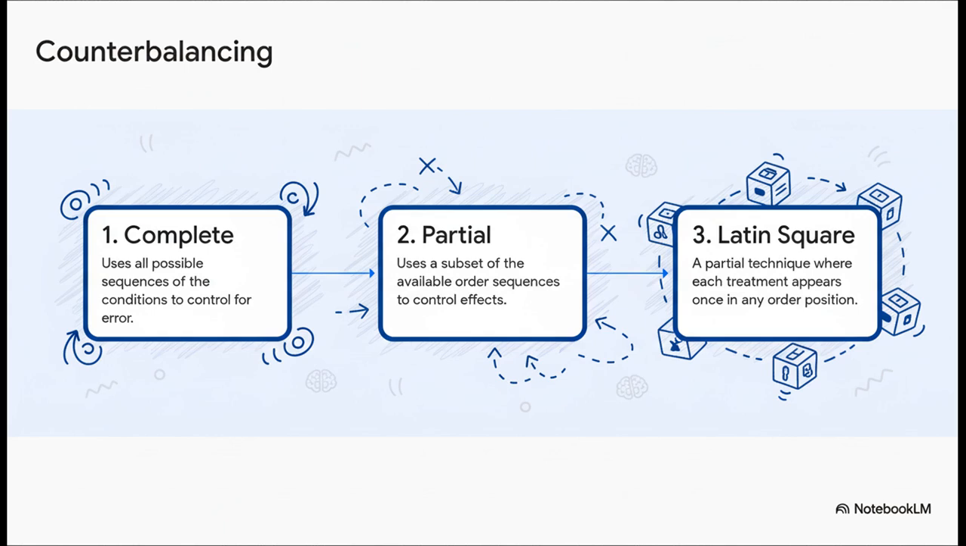Now, there are a few ways to pull this off. You could go for what's called complete counterbalancing. That's where you use every single possible order. But you can imagine if you have more than 2 or 3 conditions, that gets absolutely insane fast. So, a much more common approach is partial counterbalancing, where you use a limited but smart selection of the possible orders. And one of the coolest, most elegant ways to do that is something called a Latin square.